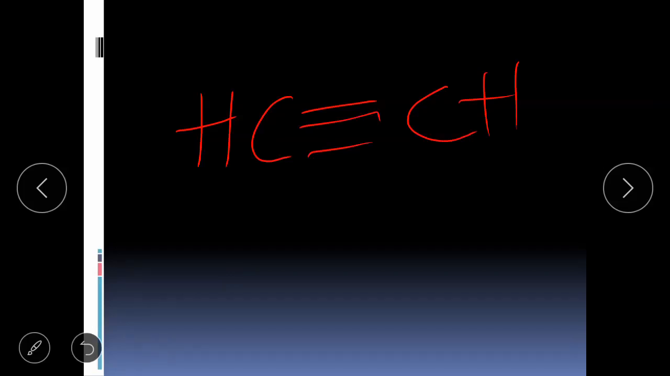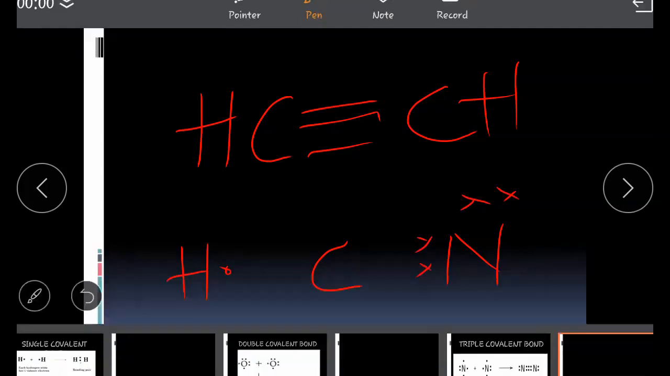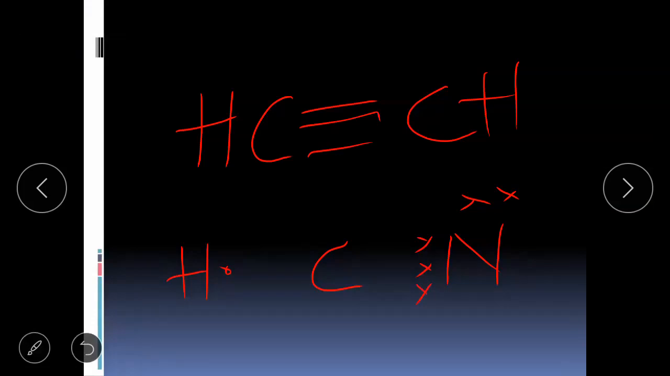Or if you have HCN, and you know that HCN has this structure, and you know that hydrogen has 1 electron in its outermost shell, and nitrogen has 5 electrons in the outermost shell. On the other hand, carbon will have 4 electrons in the outermost shell. Okay, so here the triple covalent bond exists.